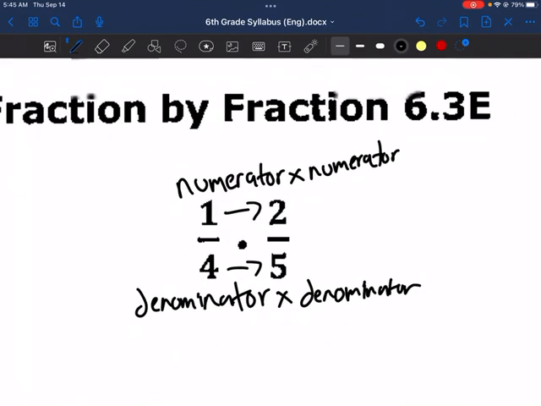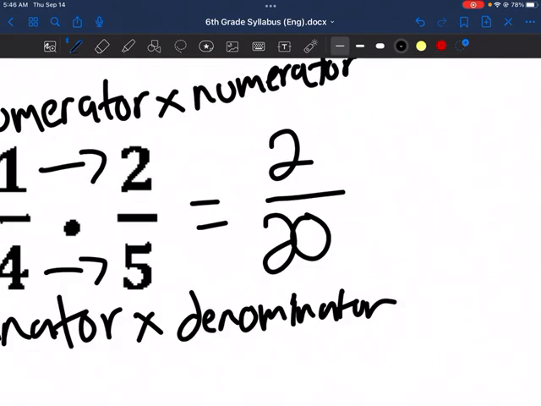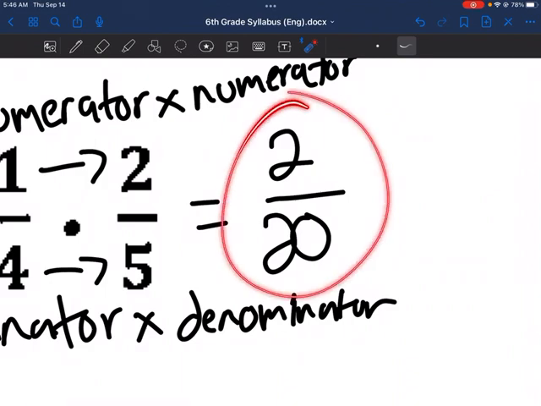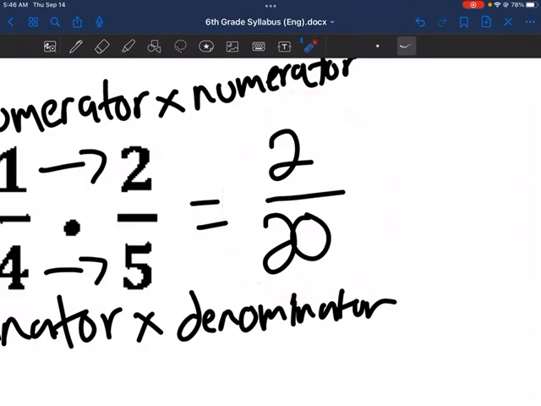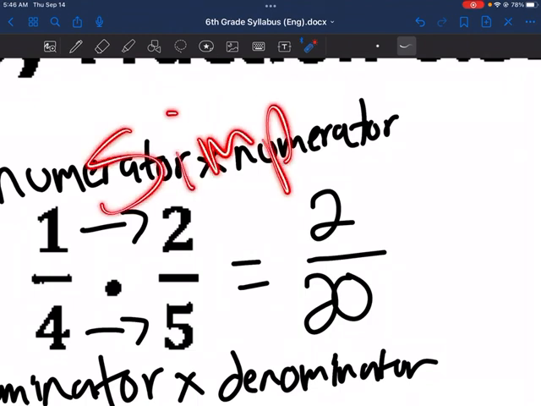Now, we're going to multiply the top with the top, bottom with the bottom. We're going to multiply across. What's 1 times 2 in the top? 2. 4 times 5, 20. Now, as you can see here, there's going to be some fractions that you have to simplify, if possible.